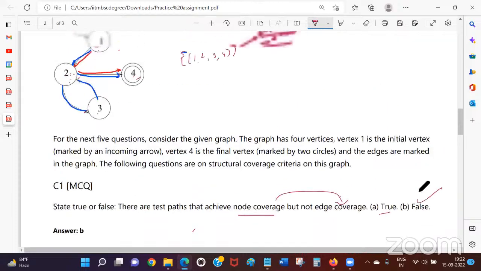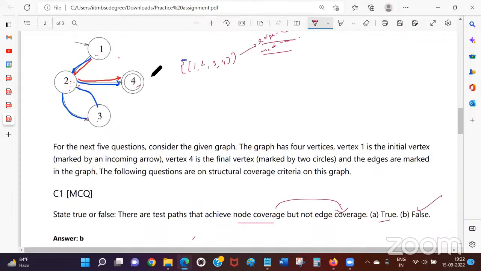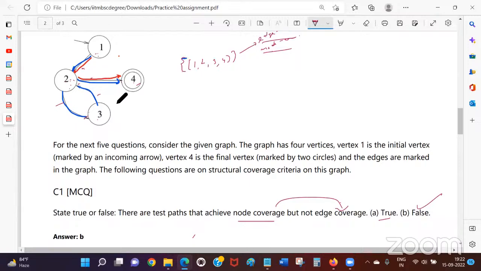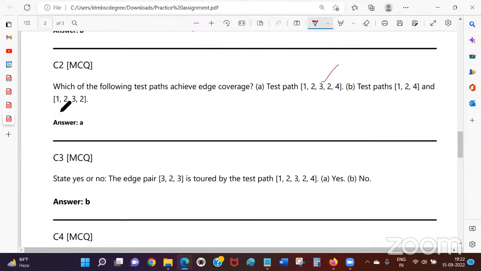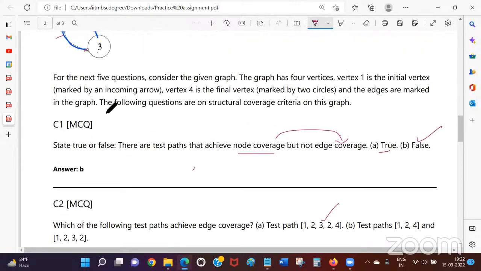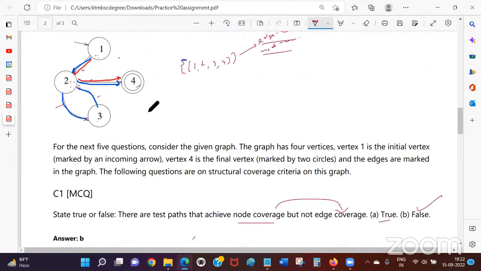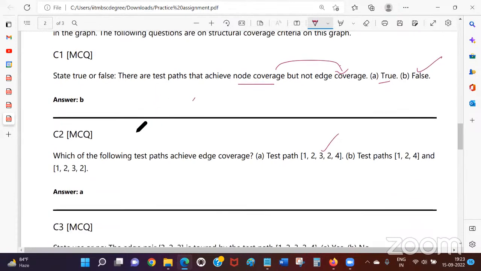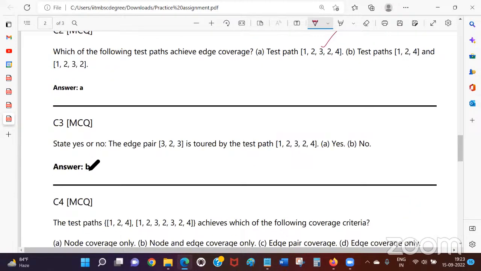1, 2, 4. If I just consider this path 1, 2, 4, this red color one, we are not covering 2, 3 and 3, 2. So those two edges are not covered. If I go 1, 2, 3, 2, that is not a valid test path, because a test path should start with the initial node and end at the final node. So this is not a test path, and you may avoid this last option altogether.